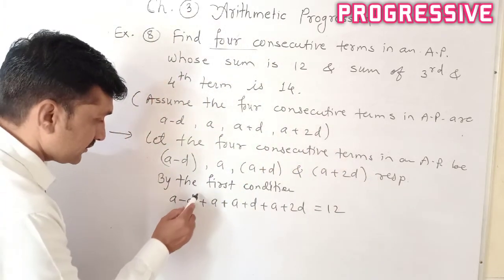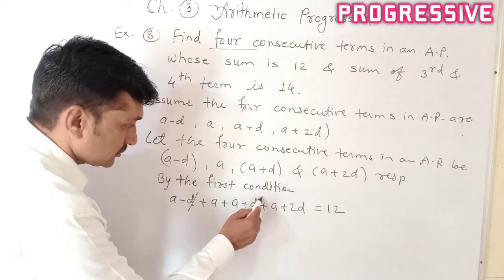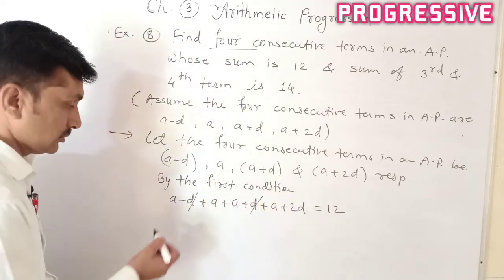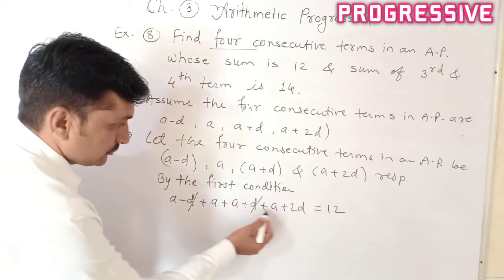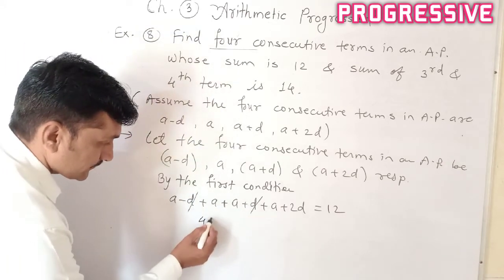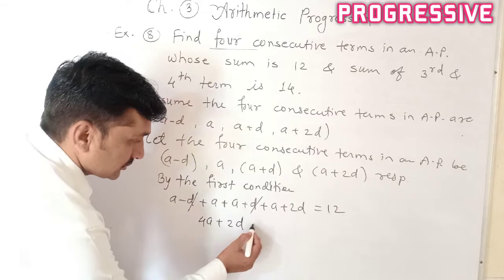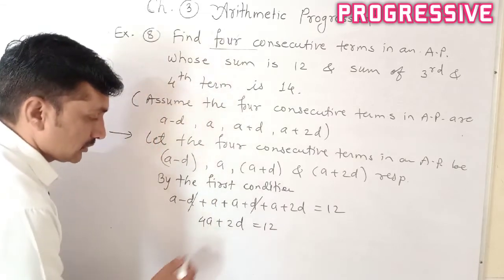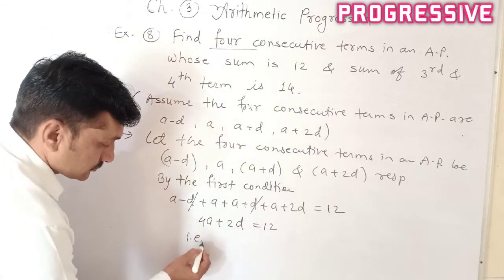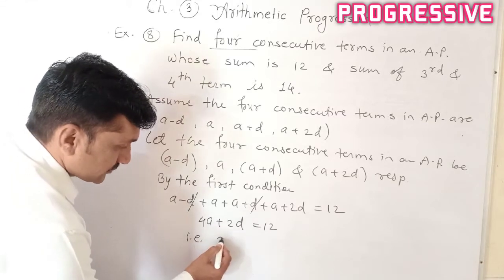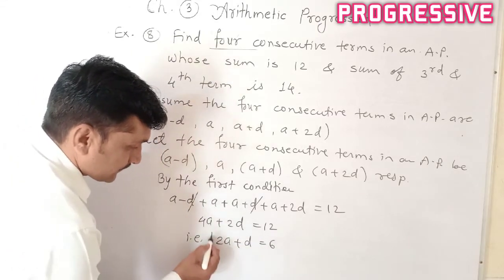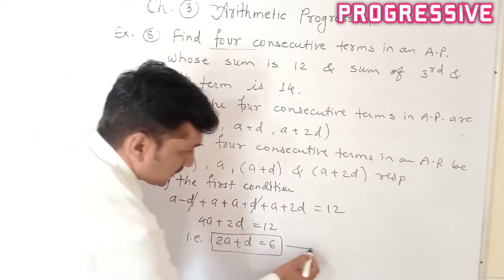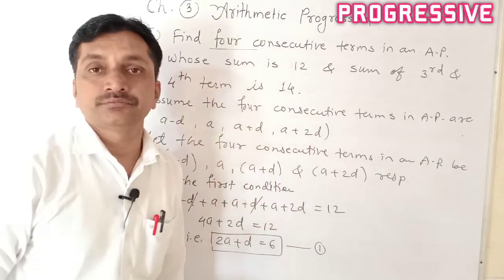What will cancel here? d will cancel. A how many times? 1, 2, 3, 4. 4a plus 2d is equal to 12. We can reduce here by 2. We get 2a plus d is equal to 6. Now this equation we got by condition number 1.